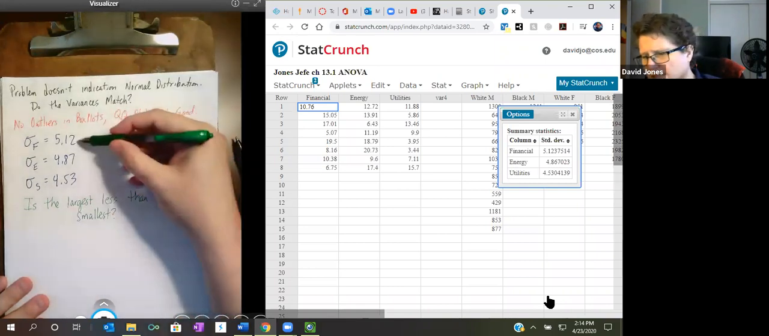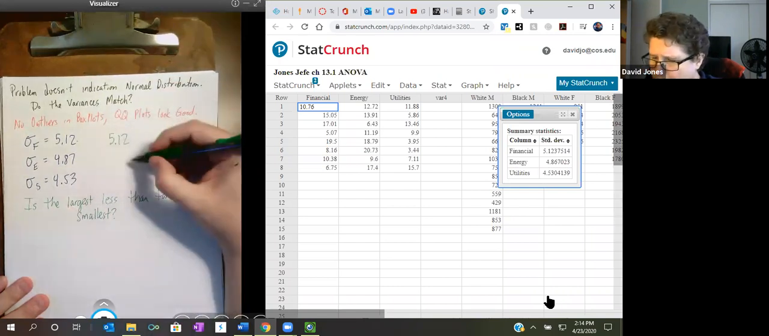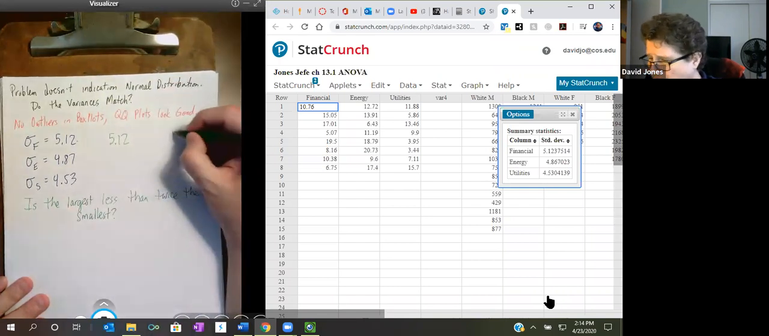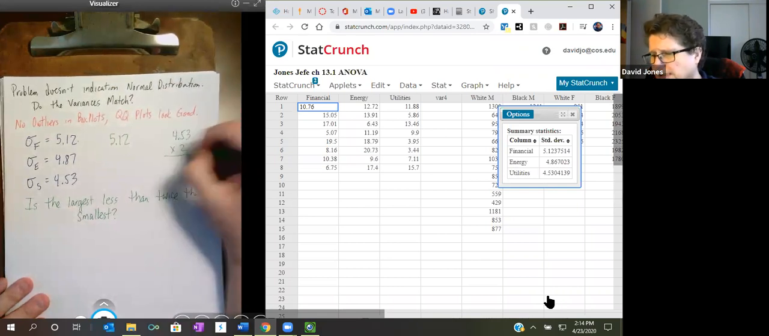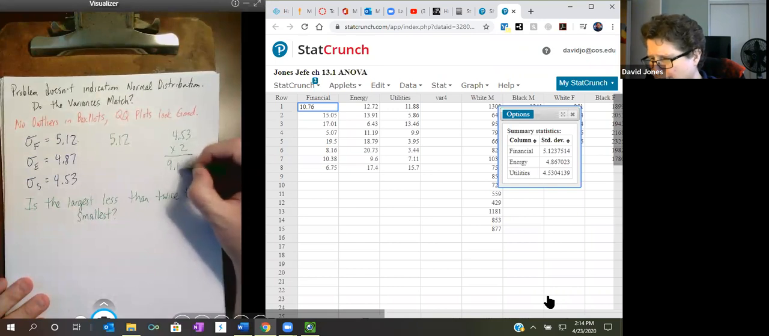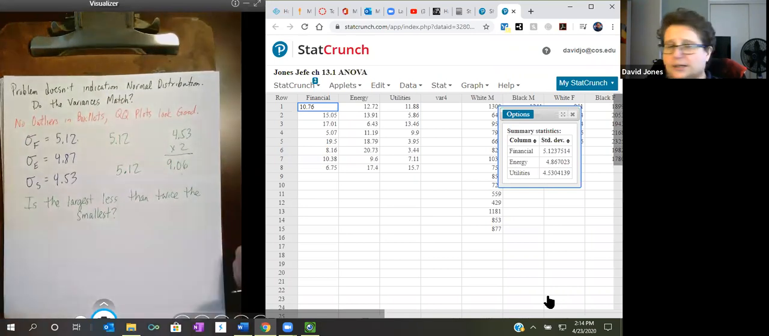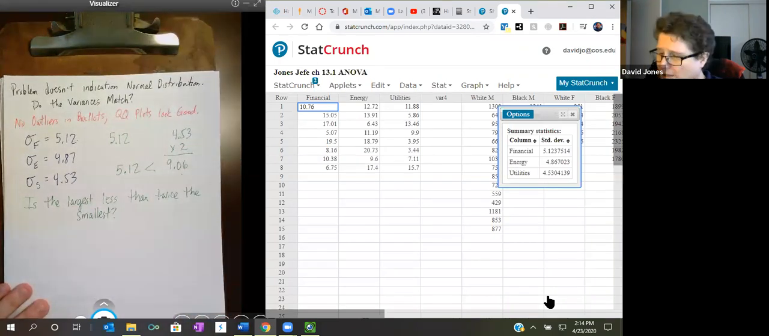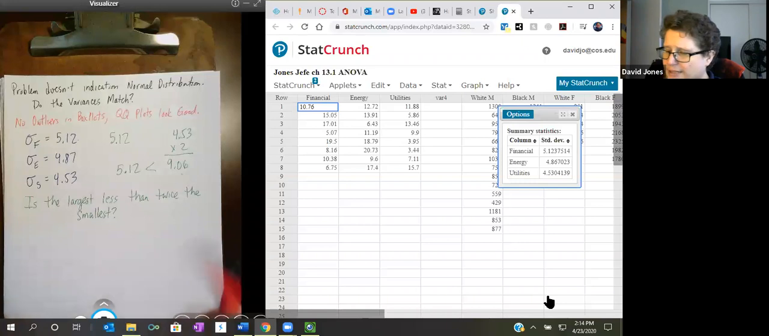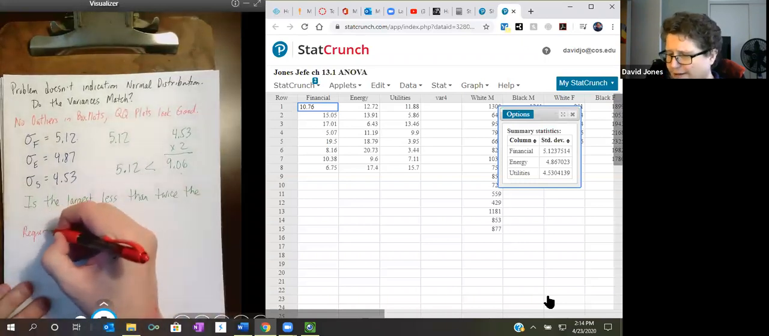The largest one is 5.12. The smallest is 4.53. So let's multiply that by 2. And we get 9.06. How do 5.12 and 9.06 compare? 5.12 is less than 9.06. So this meets the requirements for variance as well.